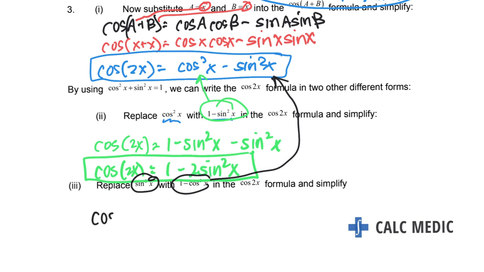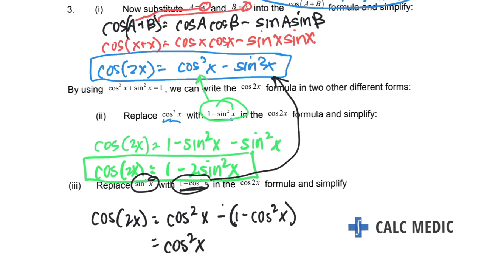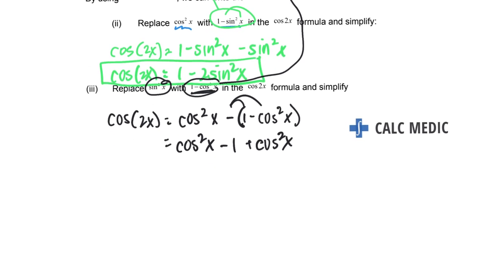So here we go. Cosine of 2x is going to equal cosine squared x minus, instead of sine squared, we're plugging this in, 1 minus cosine squared x. And I'm going to distribute the negative, so we get negative 1 plus cosine squared x. And now we have 2 cosine squared x, so 2 cosine squared x minus 1 is equal to cosine of 2x.